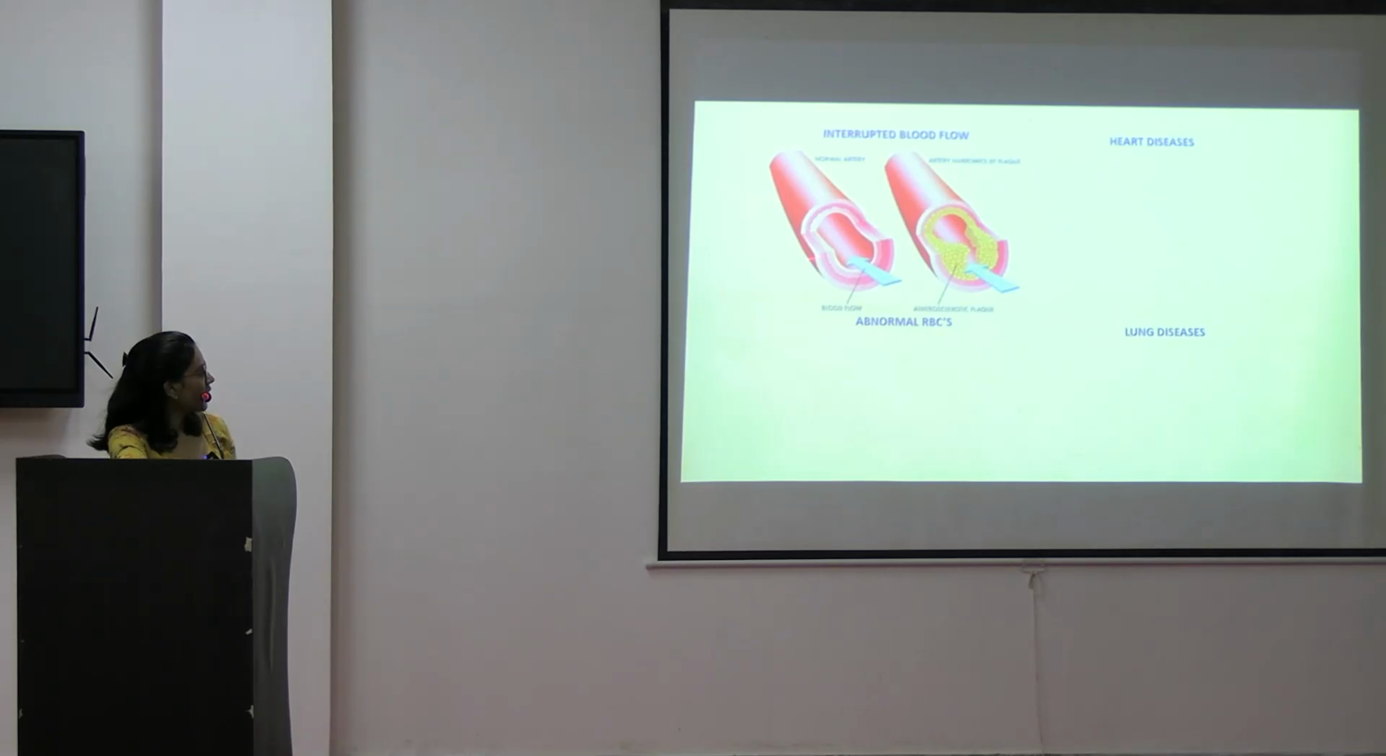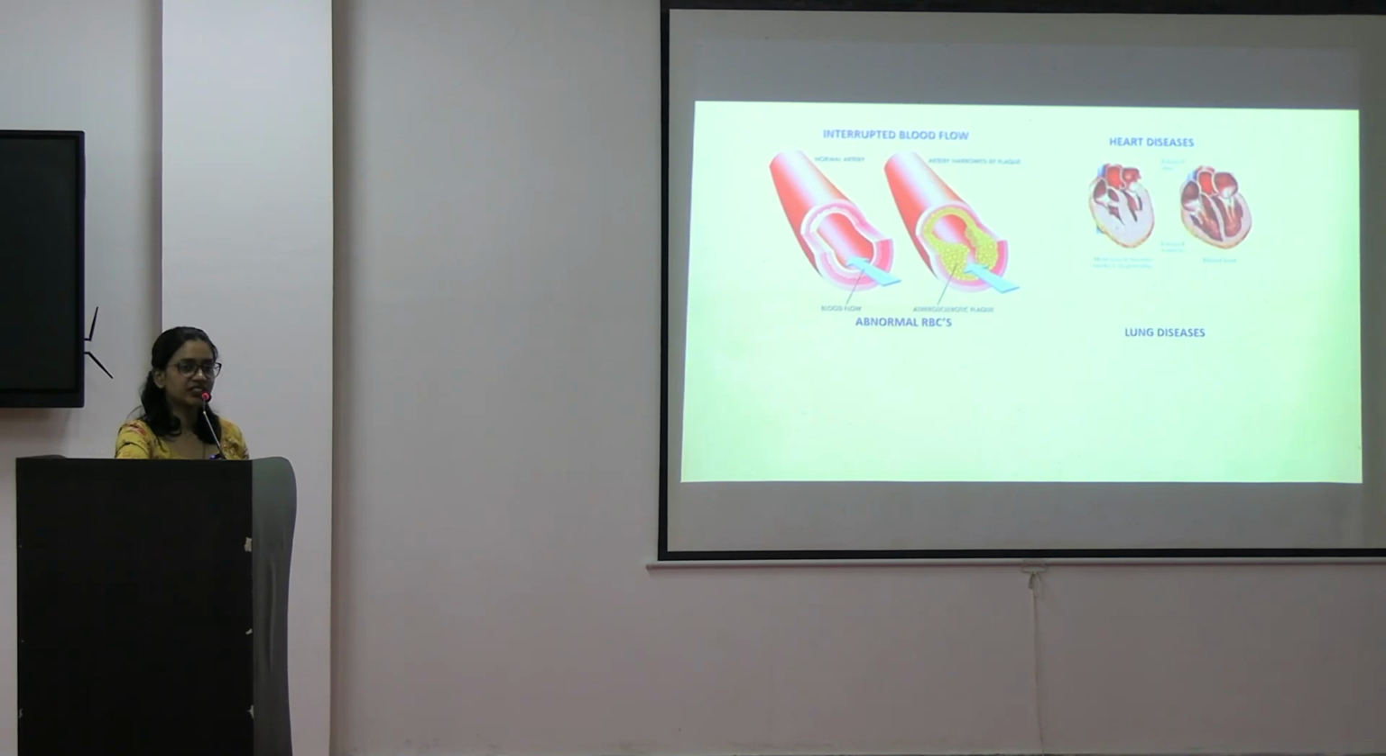So this is a normal artery, right, which has a patent lumen, and the picture beside shows us an artery with an atherosclerotic plaque. So what happens in presence of atherosclerotic plaque? The lumen narrows, right? So if the lumen is narrowed, then the blood flow to the organ is impaired. So which organ do you think is most affected? Heart. Correct.